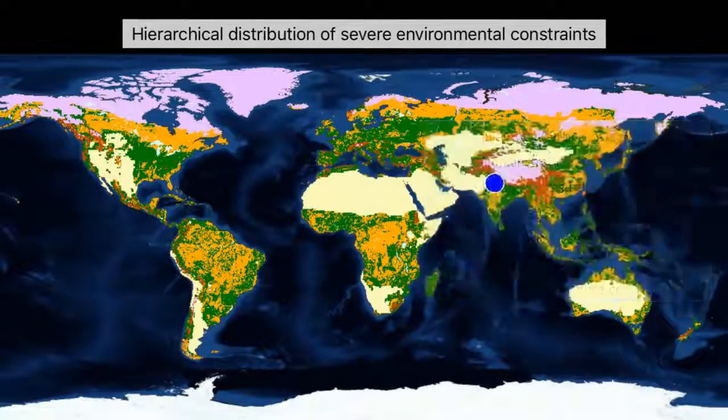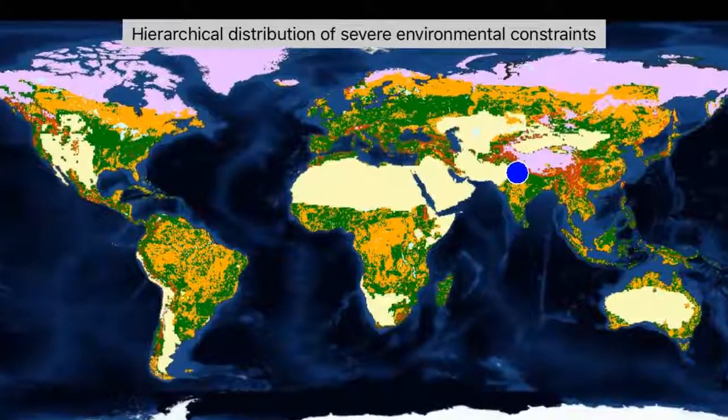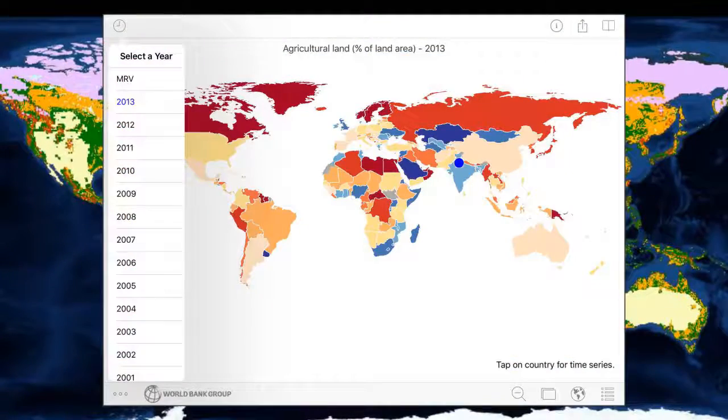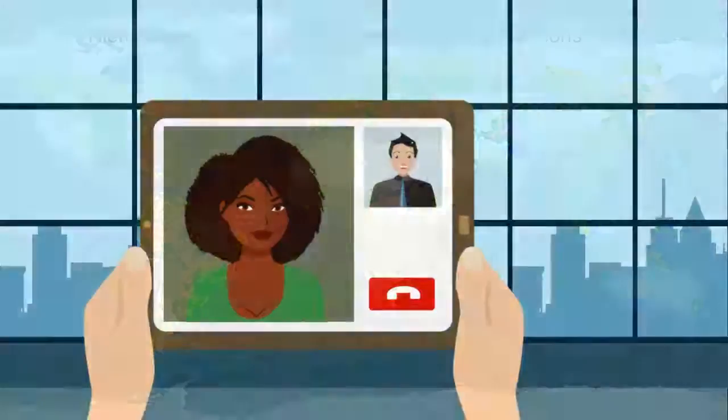This map gives you a view of the global land area with climatic constraints. Here is another map which shows you the percentage of land area which was used for agriculture in 2013. You can also track the percentage of agricultural land in the past. That's great. Tell me more about the themes that you referred to.